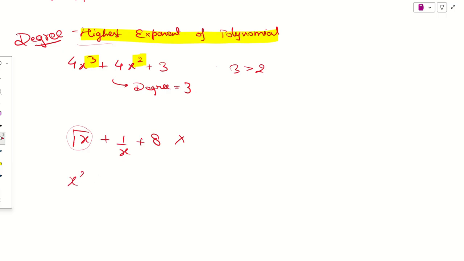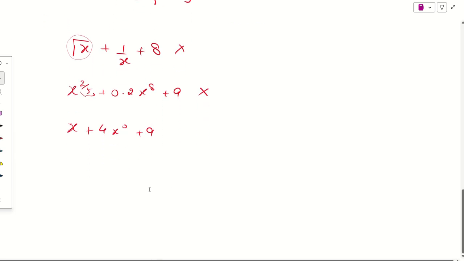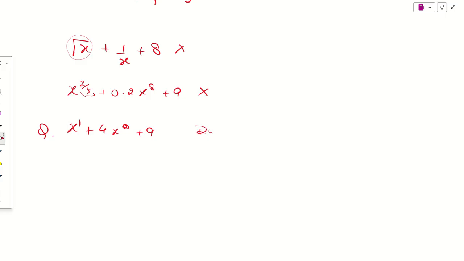Similarly, can you find degree in this expression? No, right? Here the exponent is a fraction, so it's not a polynomial. Okay, so can we find degree here? Yes, this is a polynomial, right? Is it a polynomial? Yes, because here the variable exponent is 0 and 1. So it's a polynomial. Can you tell me the highest degree?